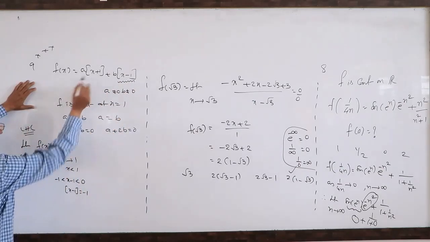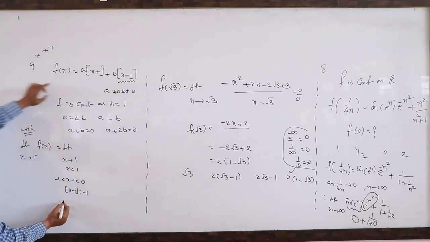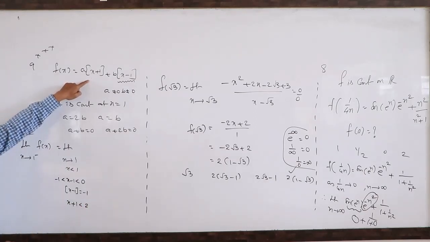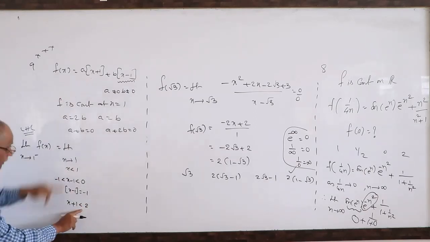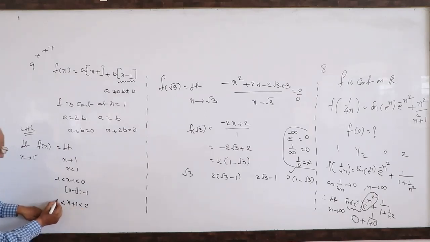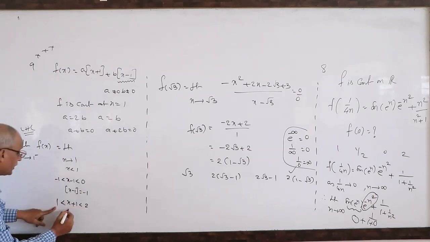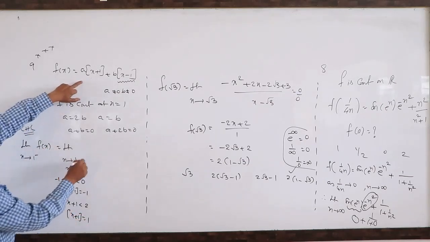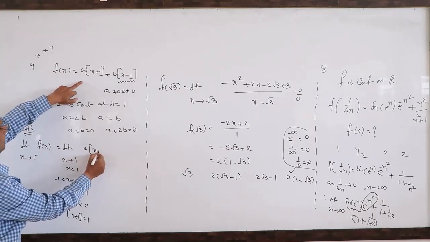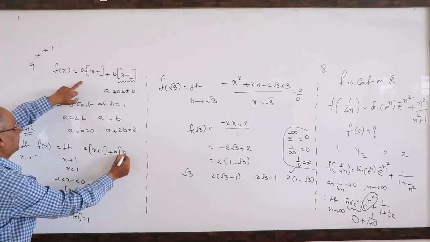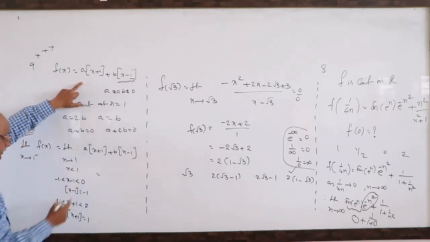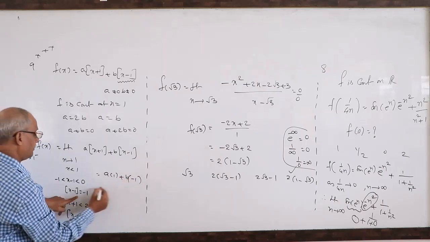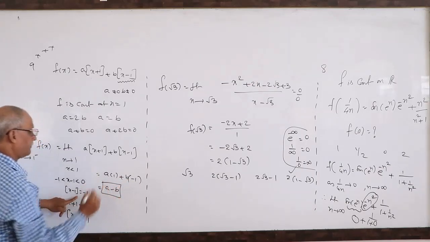Here we have to decide: when x less than 1, plus 1 is there, adding 1, x plus 1 less than 2. When x plus 1 is less than 2, what is the immediate integer on the left side? 1. In this case, what is the step value? 1. Hence write it down here. Now what is the final answer? A into 1 plus b times minus 1, that means a minus b is the final left hand limit.